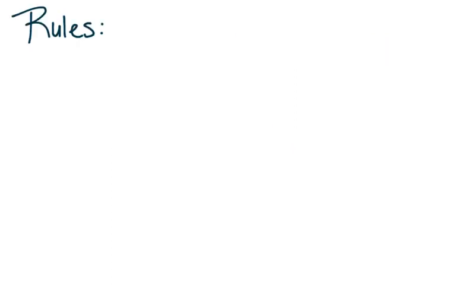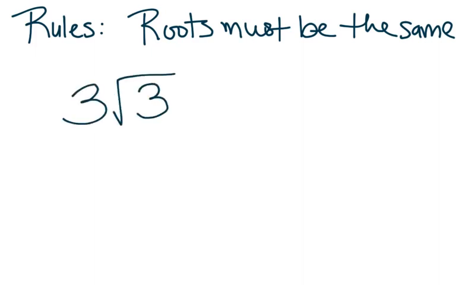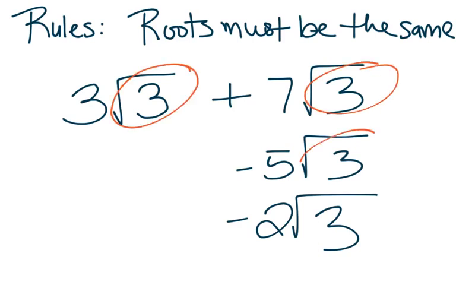All right, so let's talk about how we add and subtract radicals. Here are the things to remember. In order to add or subtract a radical, the roots must be the same. Here's what I mean by that. Say you've got 3 root 3. In order to add that to something else, it has to have the same radical, like 7 root 3, or 5 root 3, or 2 root 3, or negative 2 root 3, or negative 5 root 3. See how we have root 3, root 3, root 3, root 3? They all have to have the same radical.